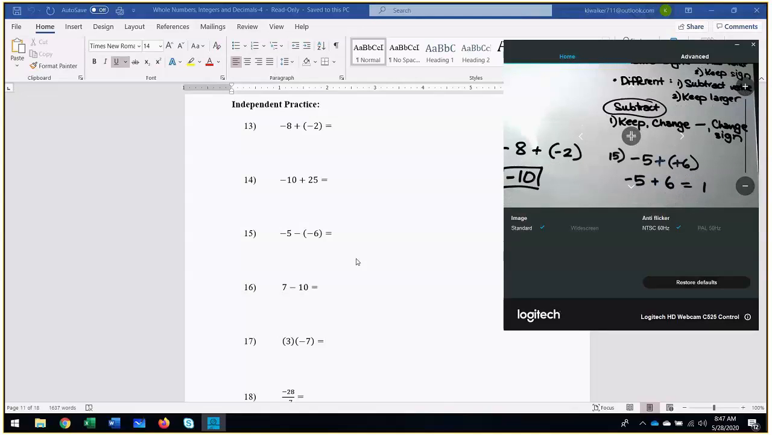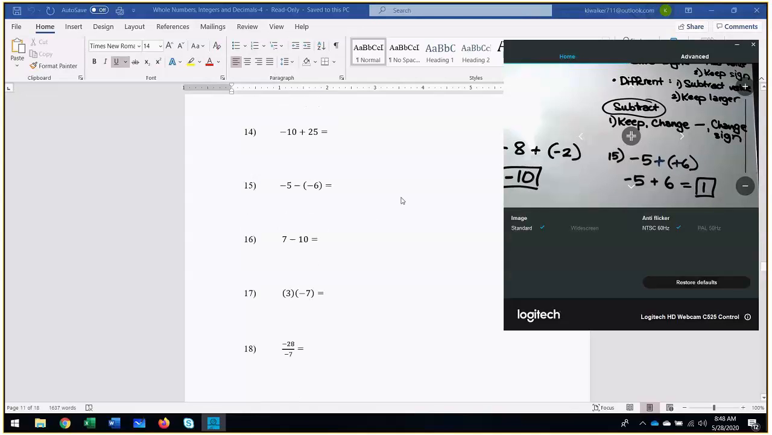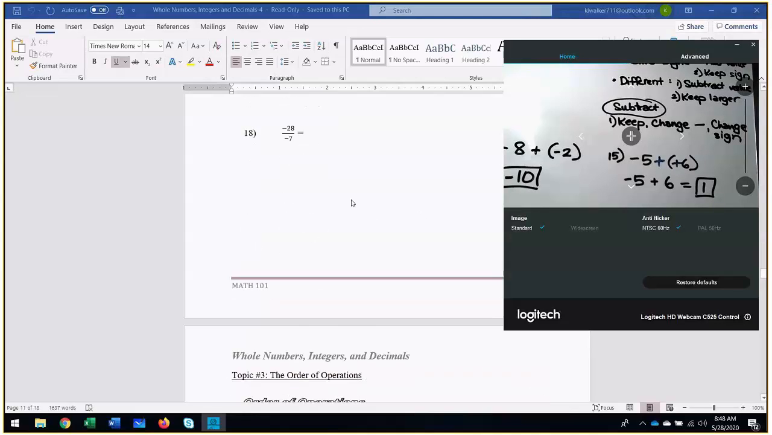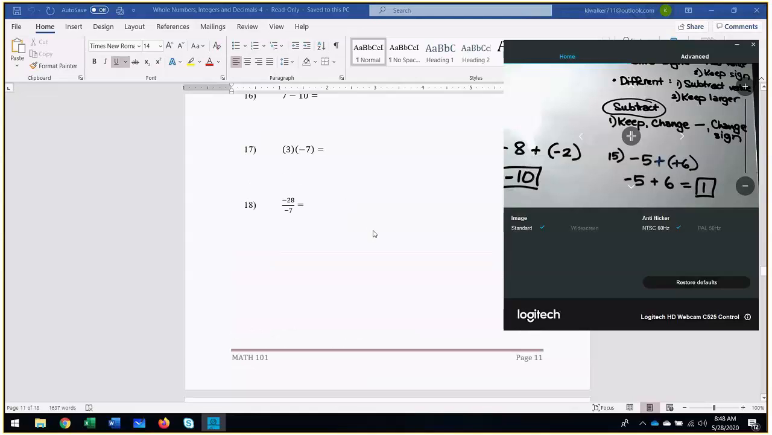Subtract the values, that's a 1. And then keep the sign of the larger number, which is the 6, and the 6 is positive. So this is going to stay the 1. Okay. Any questions? Because I'm about to put it all together with the order of operations.